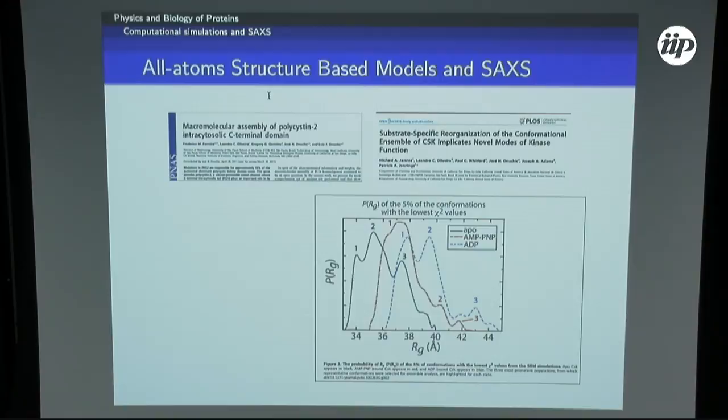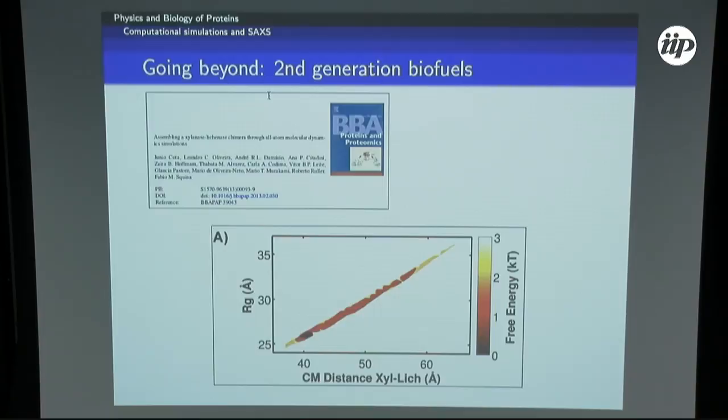And we can see here the radius of gyration by the probability, and we mix structures from here, here, here, and we can reconstruct the curve. Here you get from here, here, here, and with the combination of these, you can reconstruct the SAXS curves. So after that, this is work in collaboration with Vitor and people from CTBE.